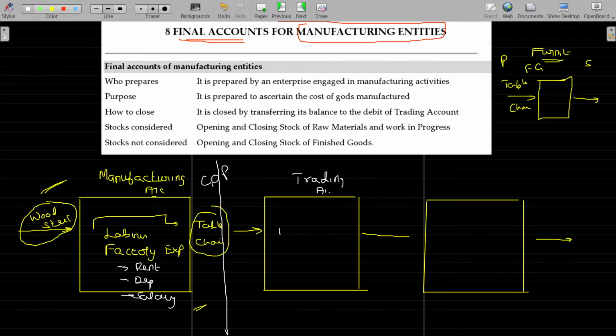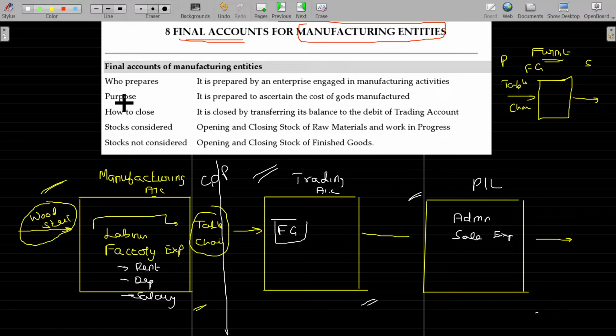The finished goods, the tables and chairs, will be transferred. With additional expenses like admin and showroom, that is, sales expenses, we do the selling process. This process comes under the trading account, and this process will come under P&L. So for a manufacturing company, the preparation of final accounts is extended by one more subdivision called the manufacturing account.